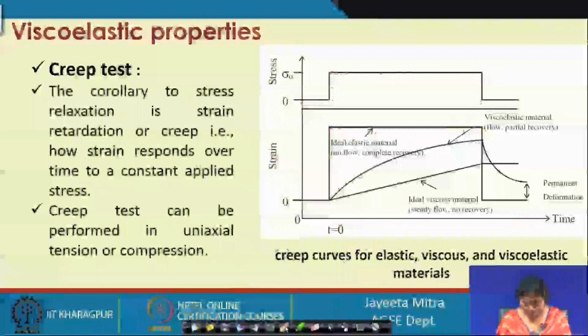Now, for the elastic material, again we know that stress is proportional to strain, and when we withdraw that stress we regain the initial nature of the material. So, an ideal elastic material will behave like this: as and when the stress is applied, the strain will be constant till the stress disappears, and then it will recover its initial condition instantly.